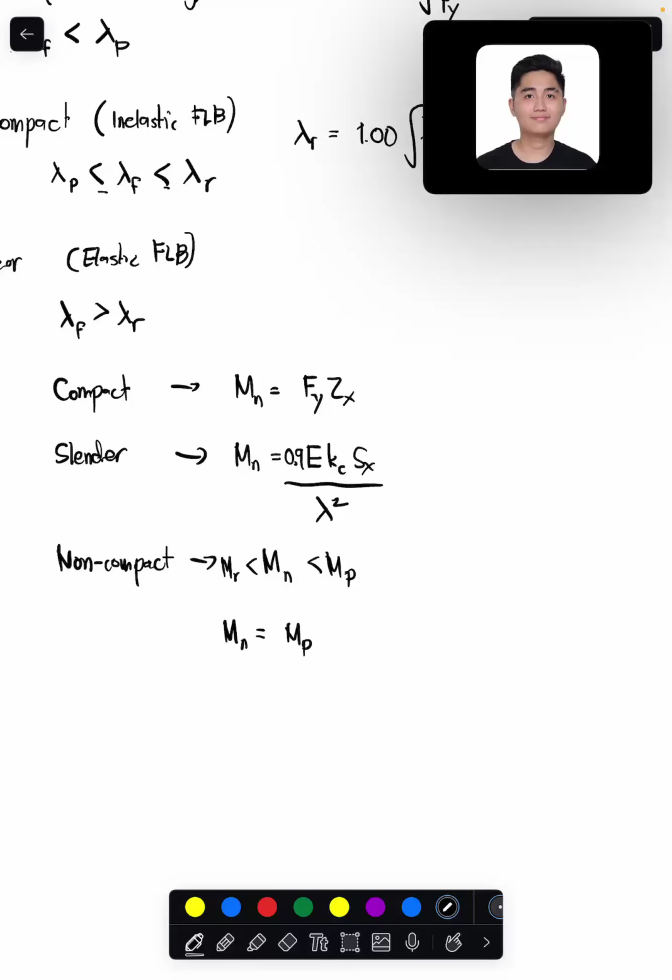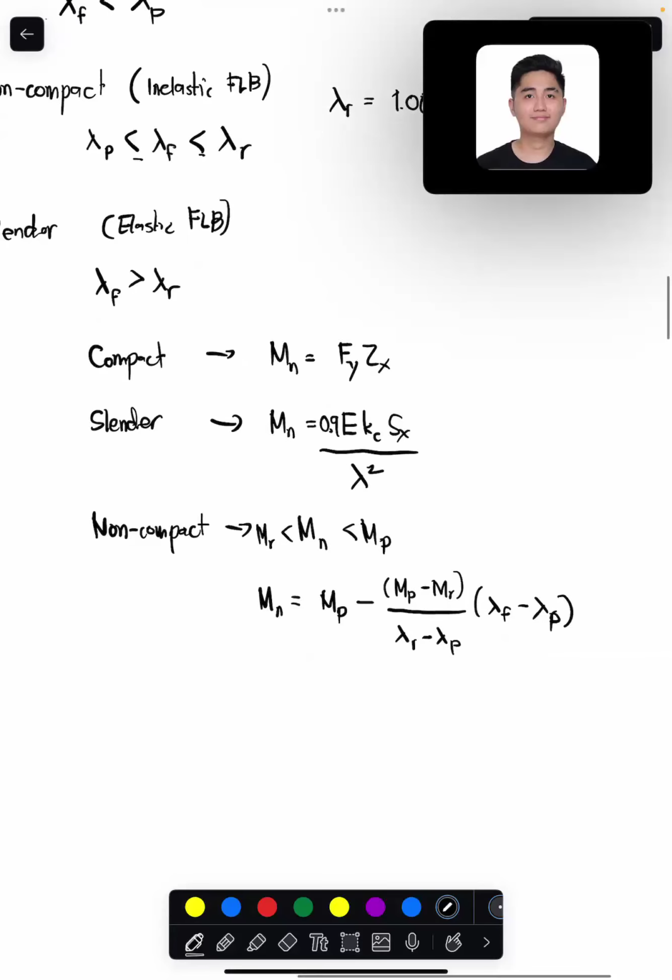So meron kang MP, so whether X or Y axis o along the strong or weak axis, pero lagay lang muna natin na MP, i-benchmark lang natin siya. Tapos meron kang MP minus MR over lambda R minus lambda P times lambda minus lambda P. So ito yung interpolation na nangyayari between the two.